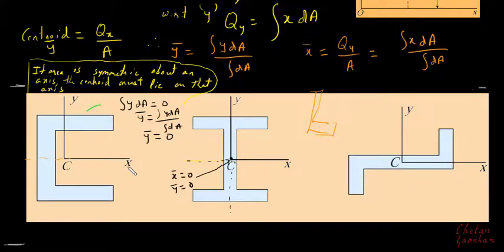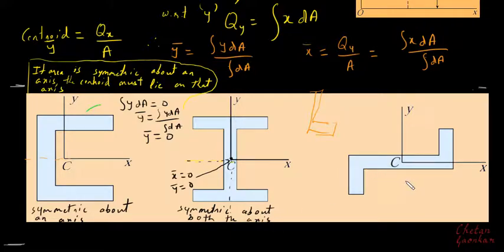So this first case is nothing but symmetric about an axis, just one axis. This case is of symmetric about both the axes.